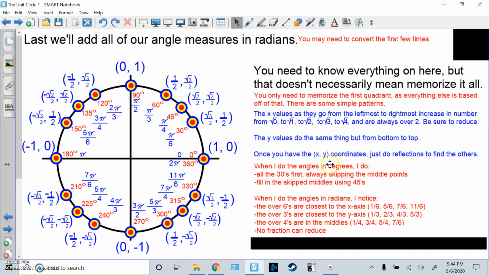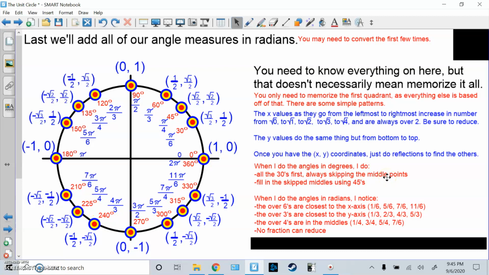For angles, I always do 30s first, always in the middle. So this is 0, 30, skip this, 60, 90, 120, 150, 180, 210, skip this, 240, 270, 300, skip this, 330, 360. Then I fill in those missing 45s. So it goes 45, 90, 135, 180, 225, 270, 315, 360.